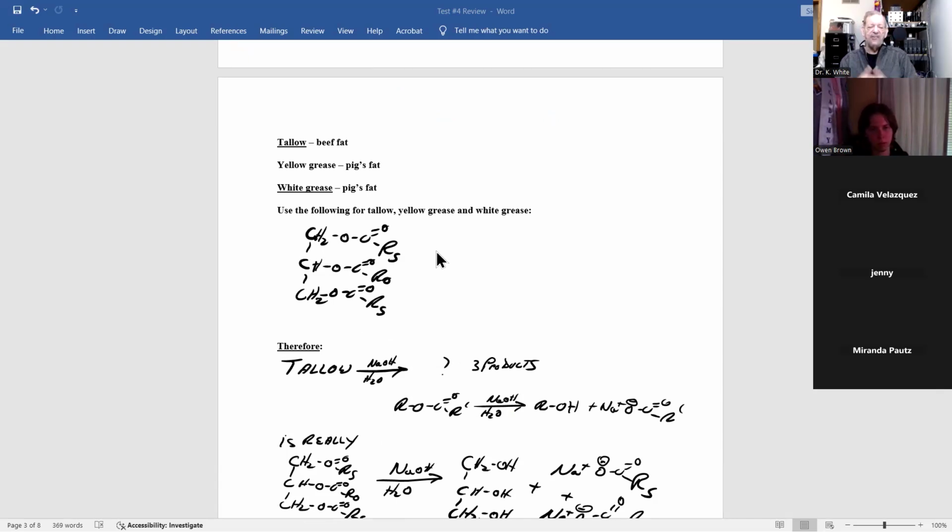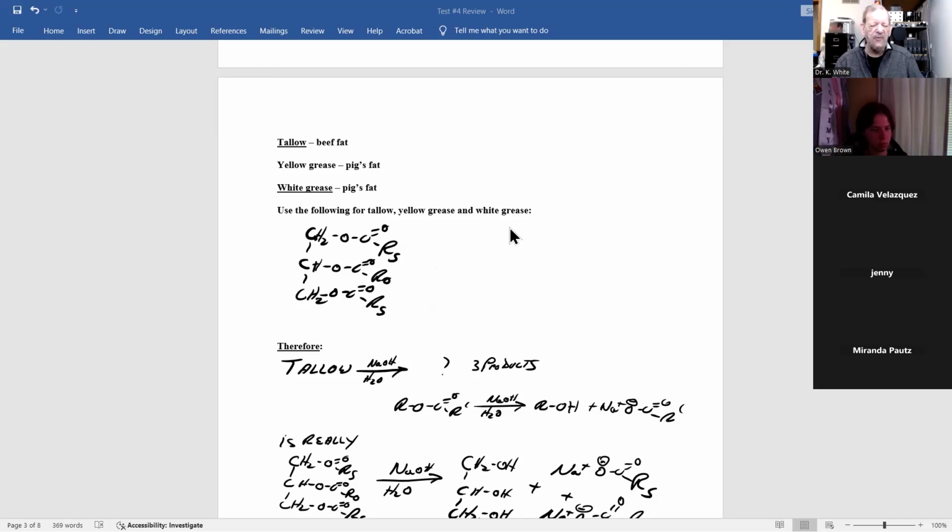I have taught you the following. You should know tallow is beef fat, yellow grease, a type of pig's fat, white grease, a type of pig's fat. And the chemical company I work for, each week we would buy, depending on the market needs, 2 to 3 million pounds of tallow, yellow grease, and white grease. We try and get yellow grease and white grease because it was a couple pennies cheaper. And if you're buying 100 million pounds and you can save 2 cents a pound, that's a lot of money.